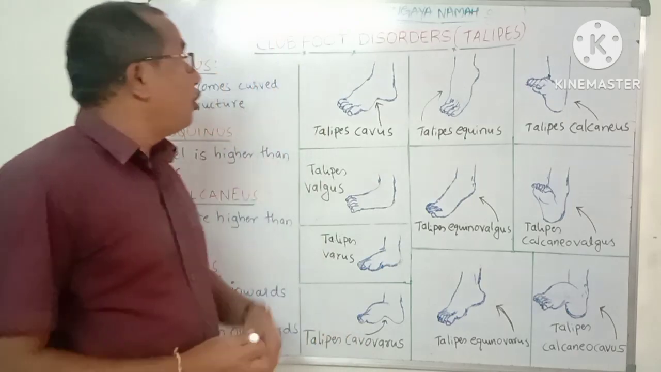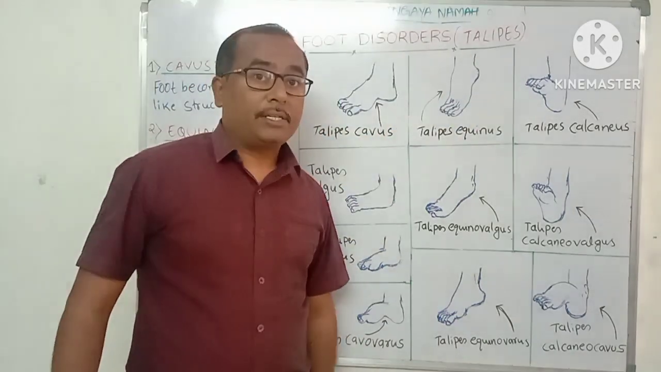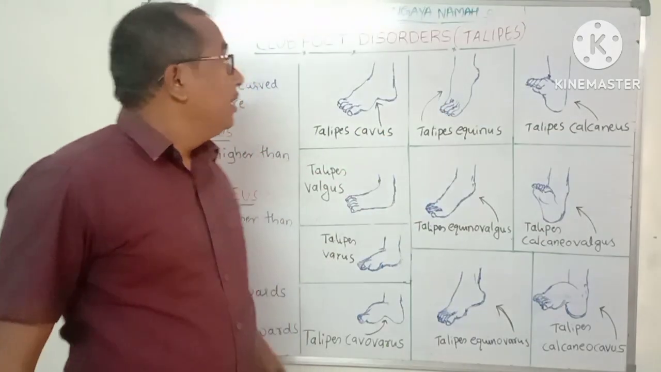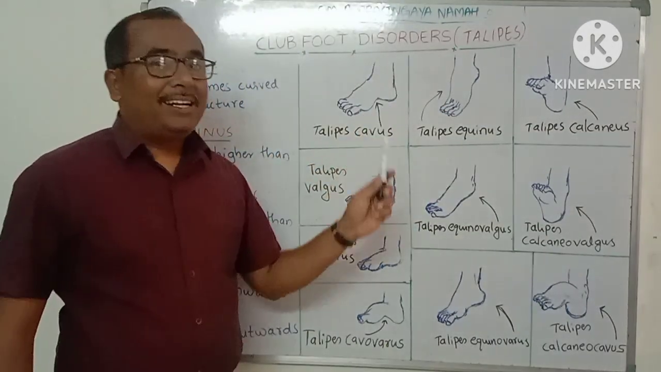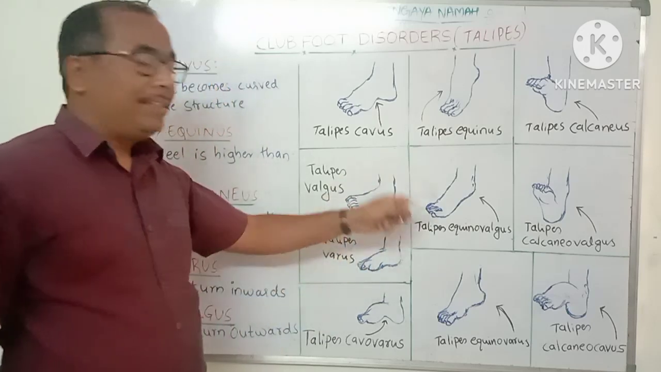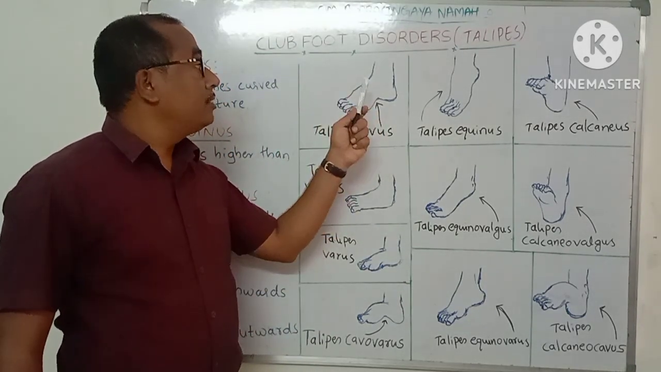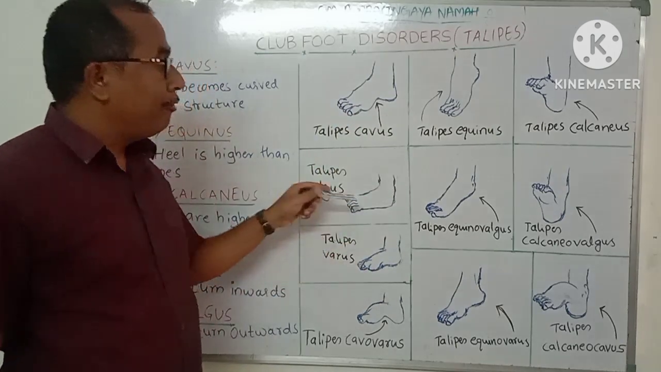So today I have taken a topic of club foot disorders for discussion. Club foot disorders is also known as talipes. Club foot disorder is a congenital anomaly where there is a deformity in the foot. What is club foot disorder? It is a congenital disorder where there is a presence of a deformity in the foot.